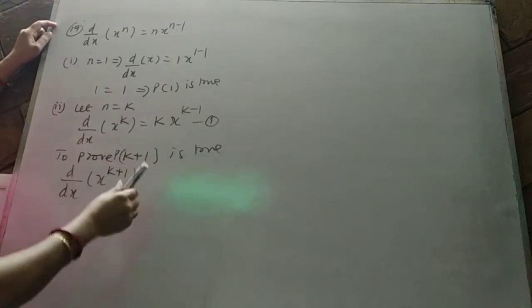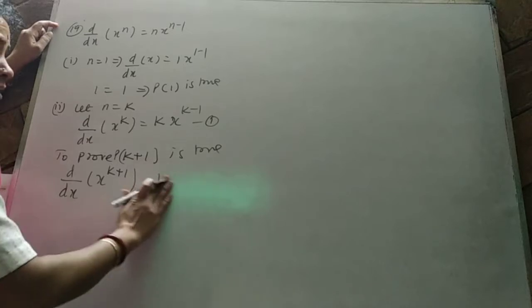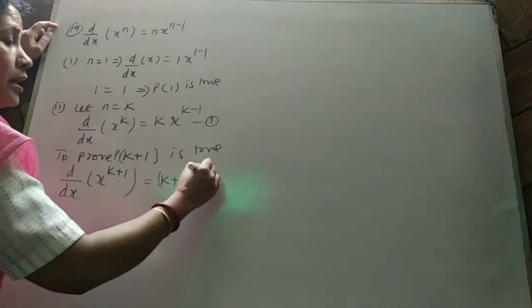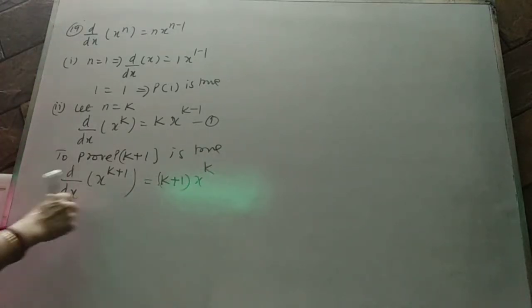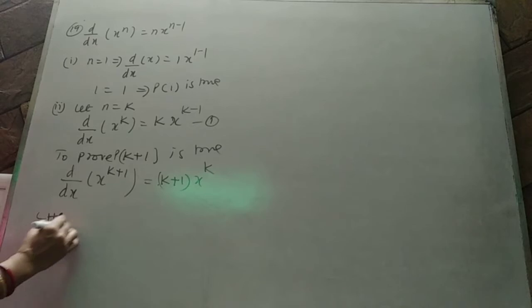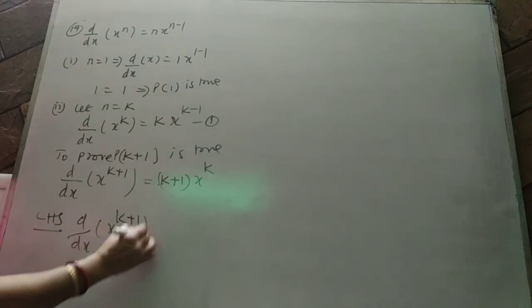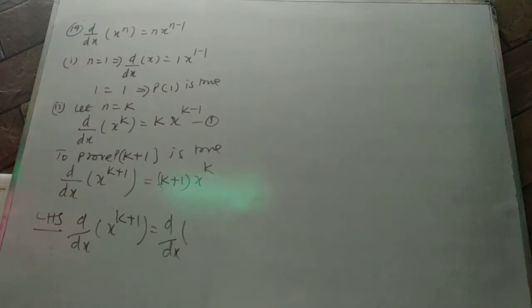That is equal to, if I replace k by k plus 1, k plus 1 into x power k plus 1 minus 1, we will get x power k. ये रिजल्ट आपको प्रूफ करना है. So to prove, I'm taking the LHS, d by dx of x power k plus 1. You know how to prove it. I'm breaking x power k plus 1 into two parts, that is x power k into x.